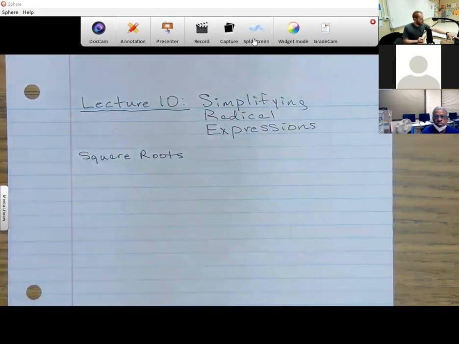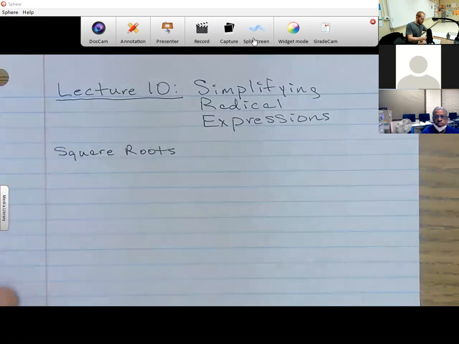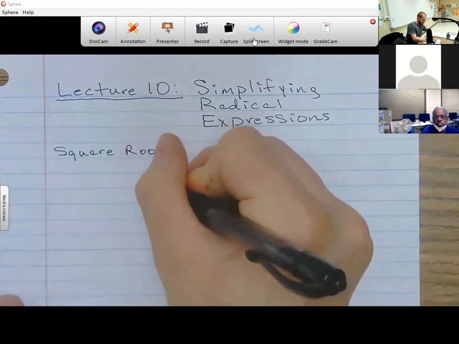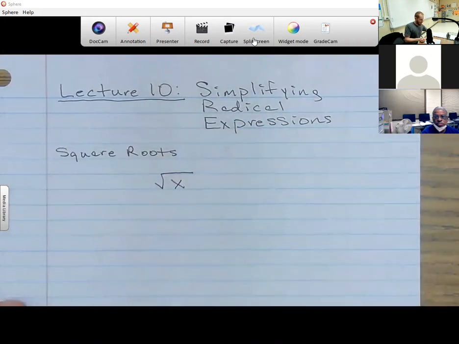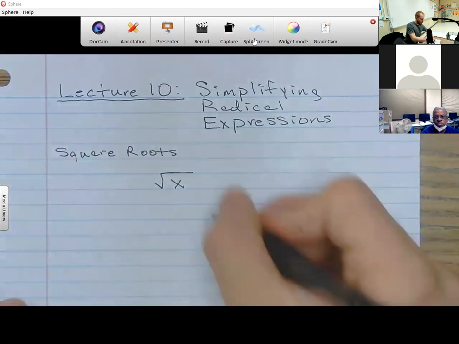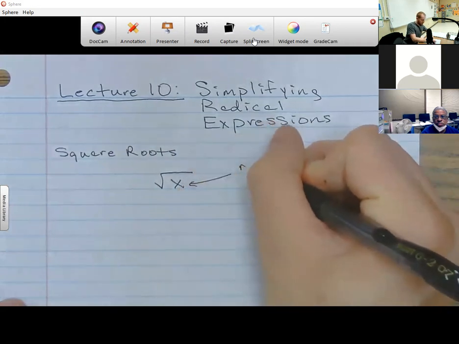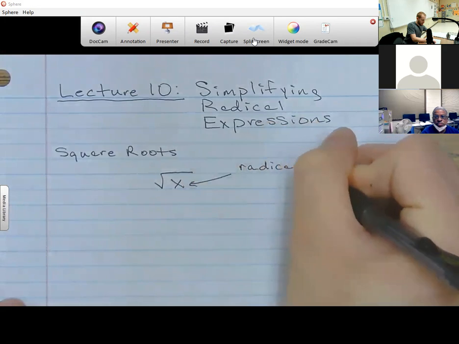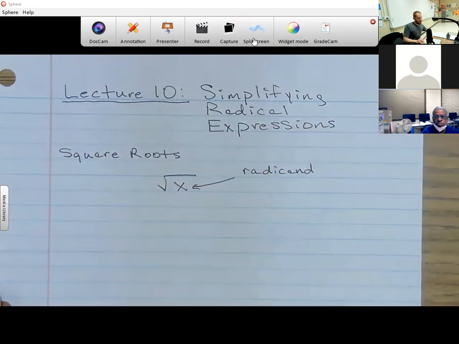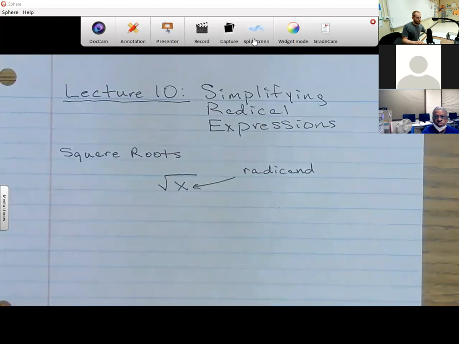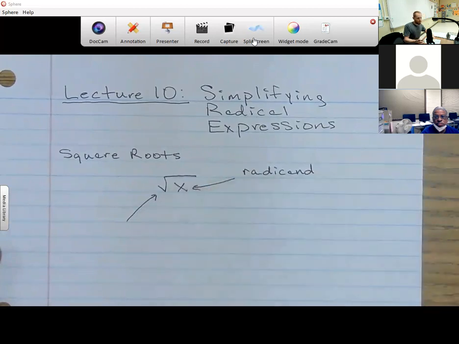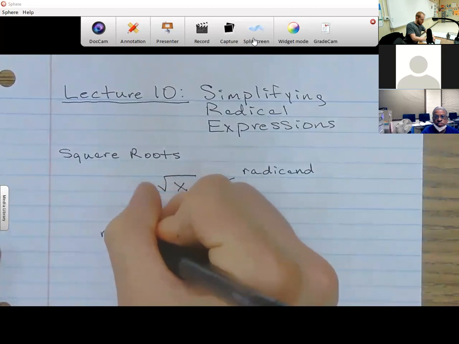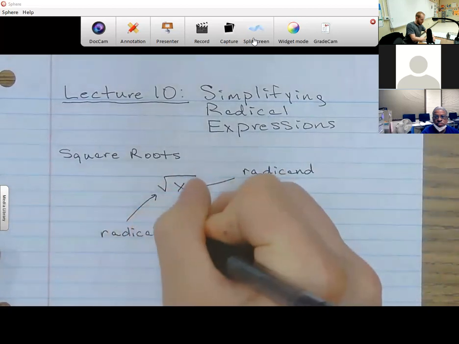Okay, so when we're talking about square roots, we're basically talking about this. You're going to have a radical symbol, you're going to have something on the inside, and whatever's on the inside, that's going to be called the radicand. It's basically whatever's on the inside of the square root. But we're also going to have another component to it. We have this thing right here. It kind of looks like a long division sign, but this is actually called a radical sign.